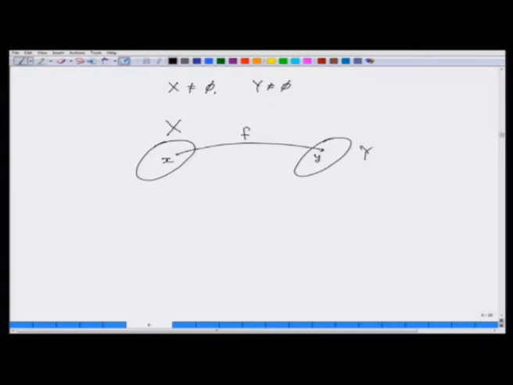So, I can talk about arbitrary sets. Functions can be defined between two arbitrary sets. It need not be defined just between two real numbers. So, this is what you learn in your high school. This set x is often called the domain, and this set y is called the codomain.